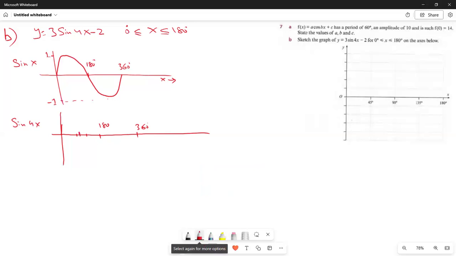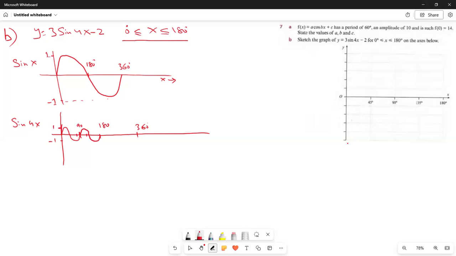So let me mark this as 90 degrees. In 90 degrees, it will go through 1 complete cycle. So 1 cycle and 2 cycles. And let me not go beyond this because I have to go between 0 and 180 degrees only. Okay. And this maximum value is 1 and minimum value is minus 1.